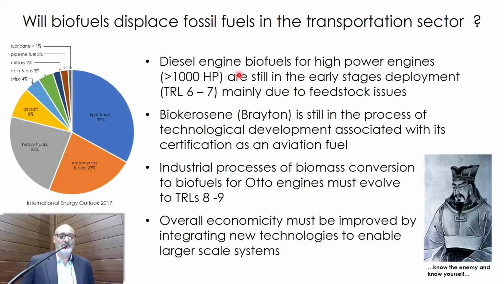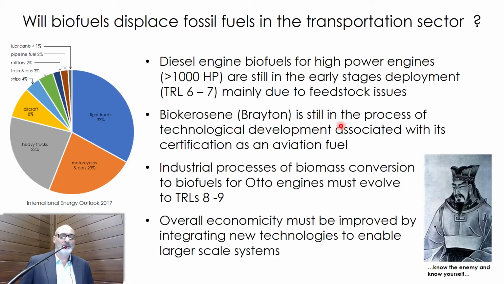So diesel engines, biofuels for high power engines. By high power, I mean more than 1,000 horsepower. A big wheat harvester has an engine of this size here. So it's not for light trucks. It's for very heavy machines. These are still in the early stage of development, mainly due to feedstock issues, food versus energy. That's really because it relates to the price of food.